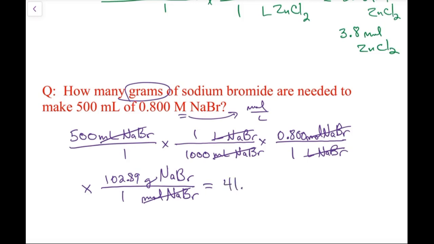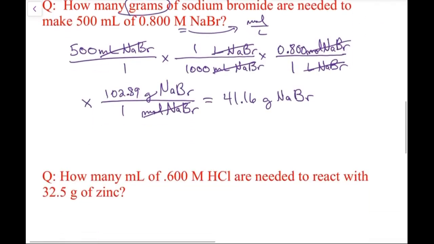This gives me 41.16 grams of NaBr. Now I should actually round to 1 sig fig based on the wording of the problem, because there's only 1 sig fig in 500 milliliters. But if we're trying to make this solution, we really want to be as precise as we can. So if my balance can weigh out grams to the nearest hundredth, then I'm going to weigh out 41.16 grams of NaBr. Anytime we're trying to figure out how many grams to use in a solution, we don't really need to round for sig figs. We want to be as precise as possible.